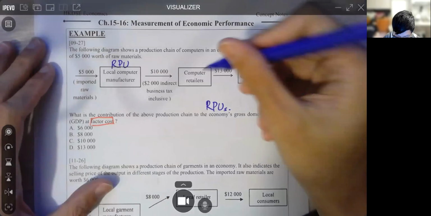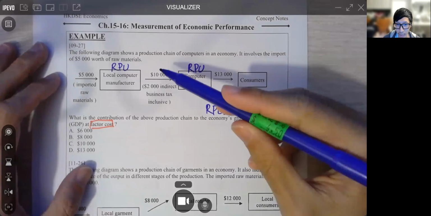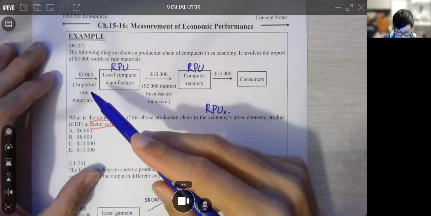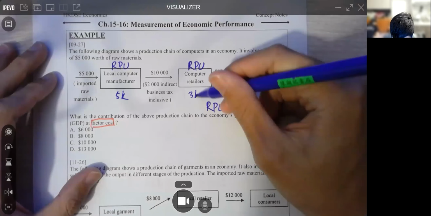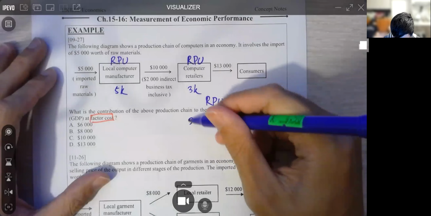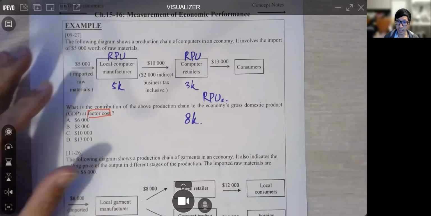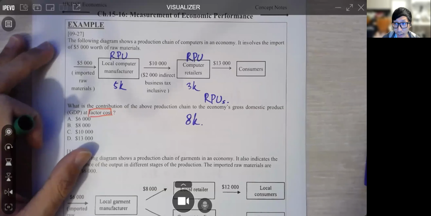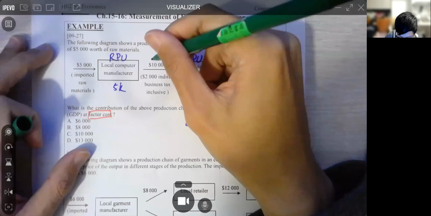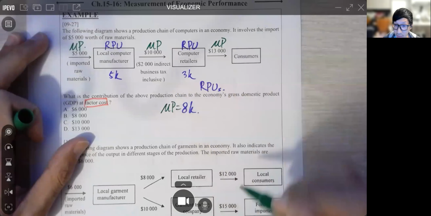So let's identify the RPUs here, okay? Local manufacturer RPU, definitely, right? Computer retailer RPU. These two are the RPU. Consumer, by definition, they consume, they do not produce, right? So let's calculate their value added. Here, we have what at 10K minus 5K. So 5K. Here, 13K minus 10K, 3K. So we can see that the contribution is 8K. But wait a minute, let's slow down a bit. Let's look at this sentence. It says that indirect business tax inclusive. What does inclusive mean? It means it includes the tax, okay? If you include the tax, what does that mean? This is market price. These three are all market price. Therefore, we know that GDP at market price is 8K.